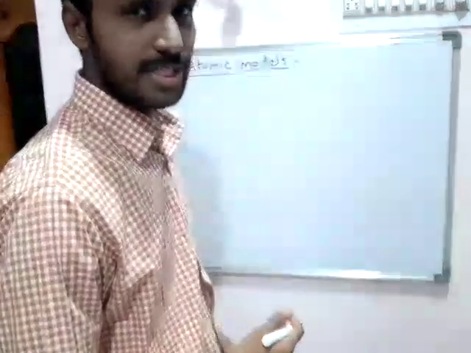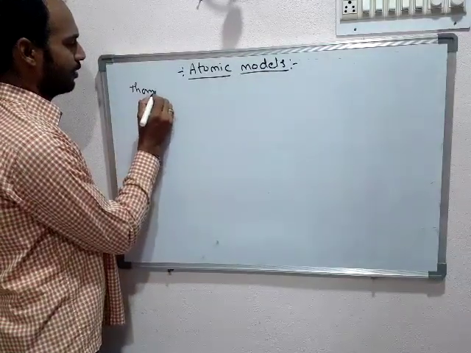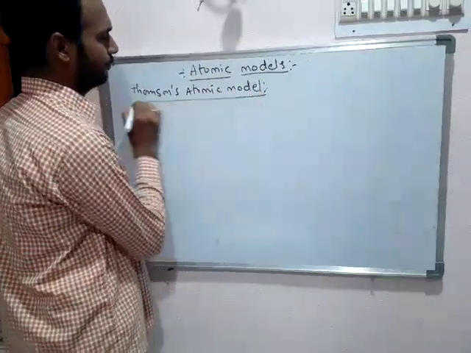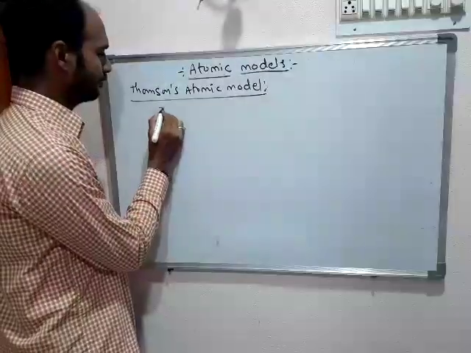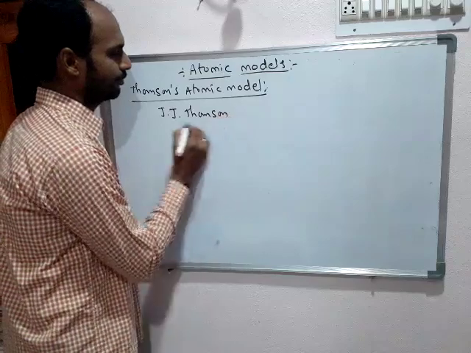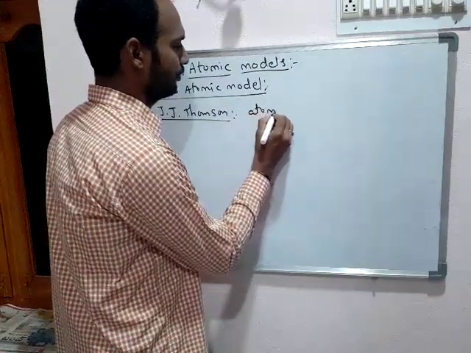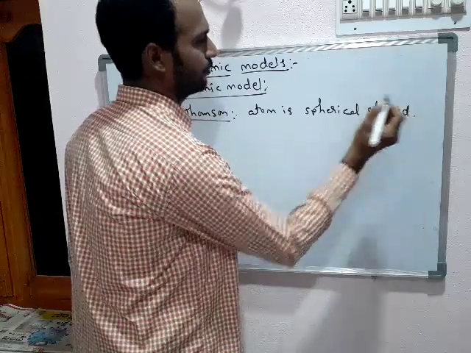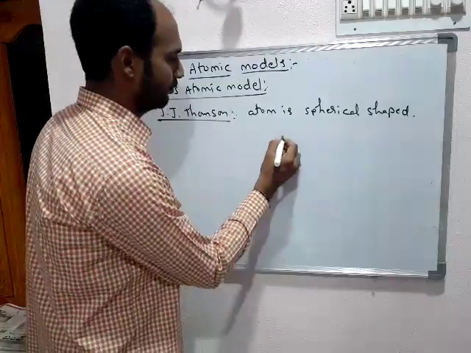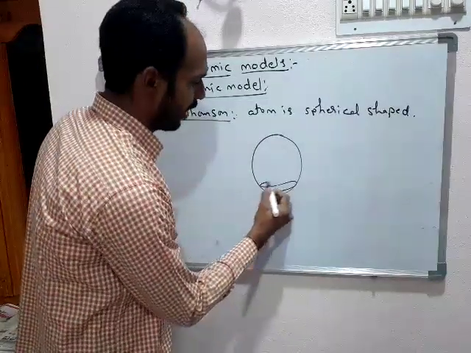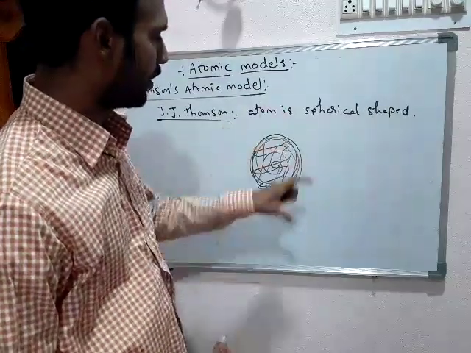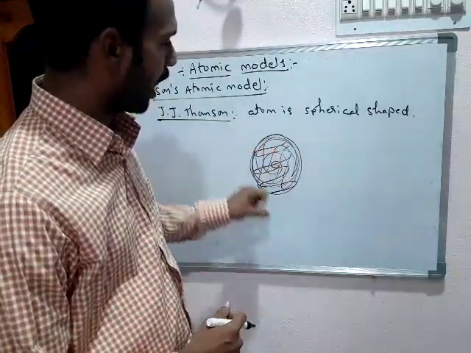At first, the first model was given by J.J. Thomson. It is known as Thomson's atomic model. The name itself tells that it was proposed by J.J. Thomson. According to this model, an atom is spherical in shape, in which the total positive charge is distributed uniformly all over the atom, that is, all over the sphere.